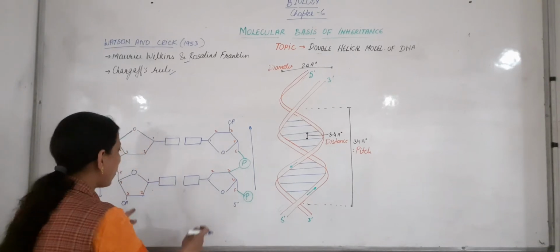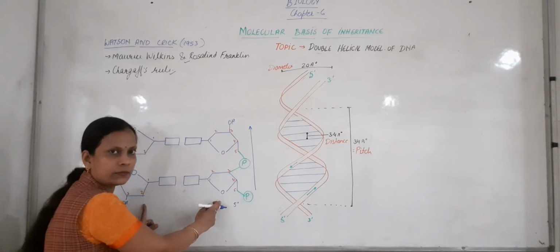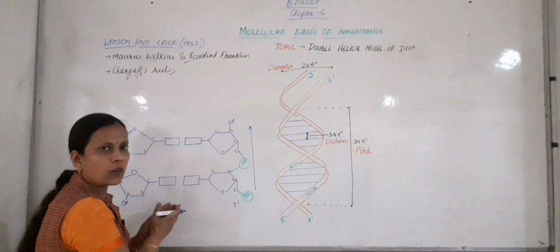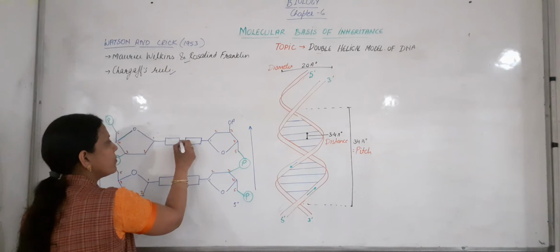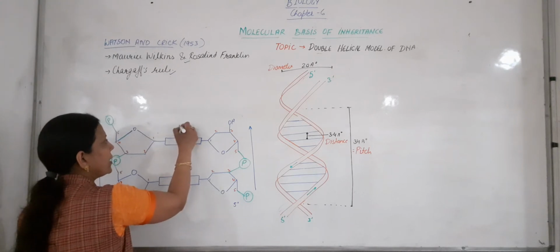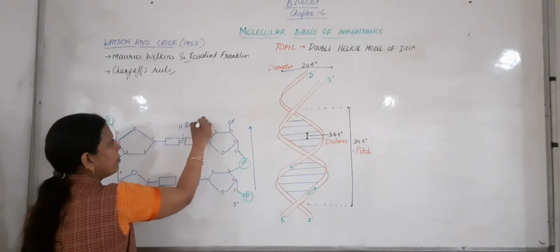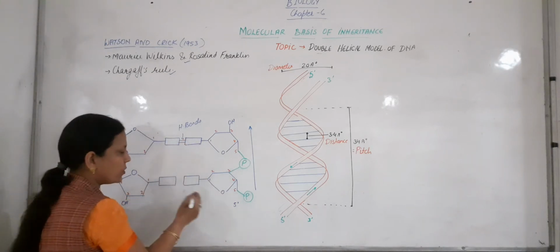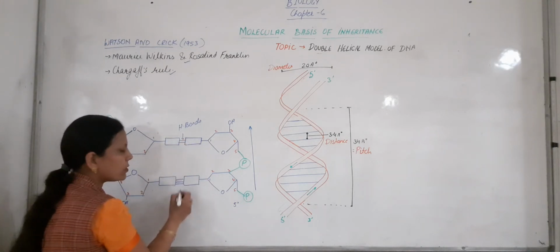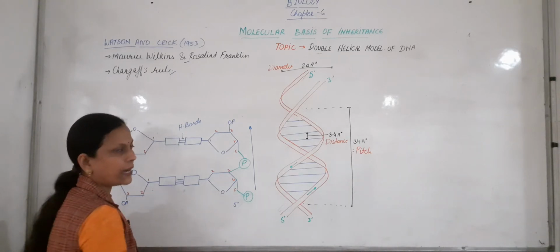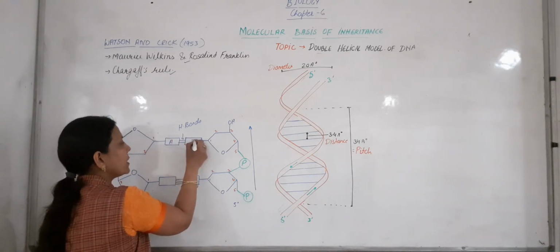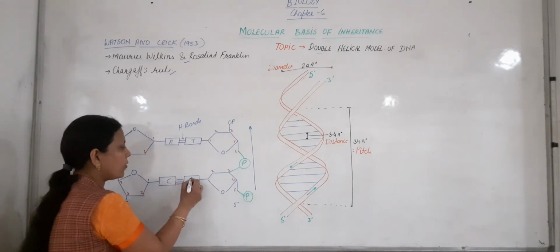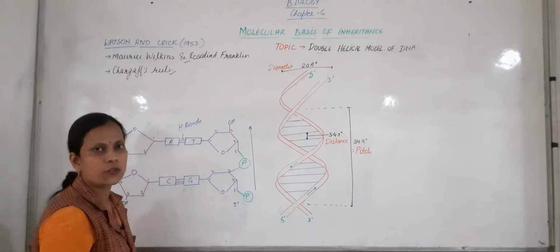Now next, what holds these two chains together? Some bonding should be there to hold the two chains together. Now these bonds are the hydrogen bonds. The hydrogen bonds are present between the bases. The two bases are joined together by hydrogen bonds. Now there is also a peculiar feature, that A always pairs with T with a double hydrogen bond, while C always pairs with G with a triple hydrogen bond.